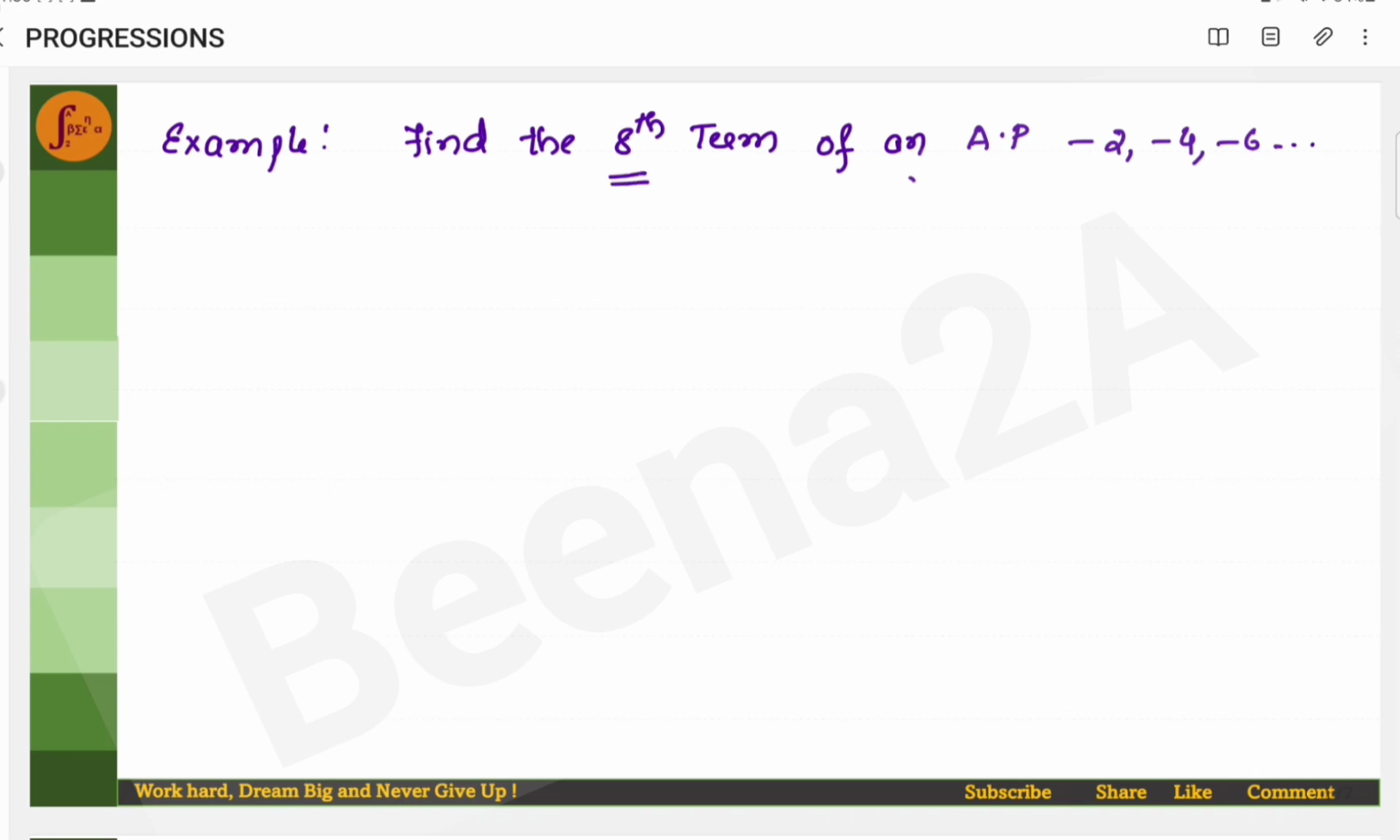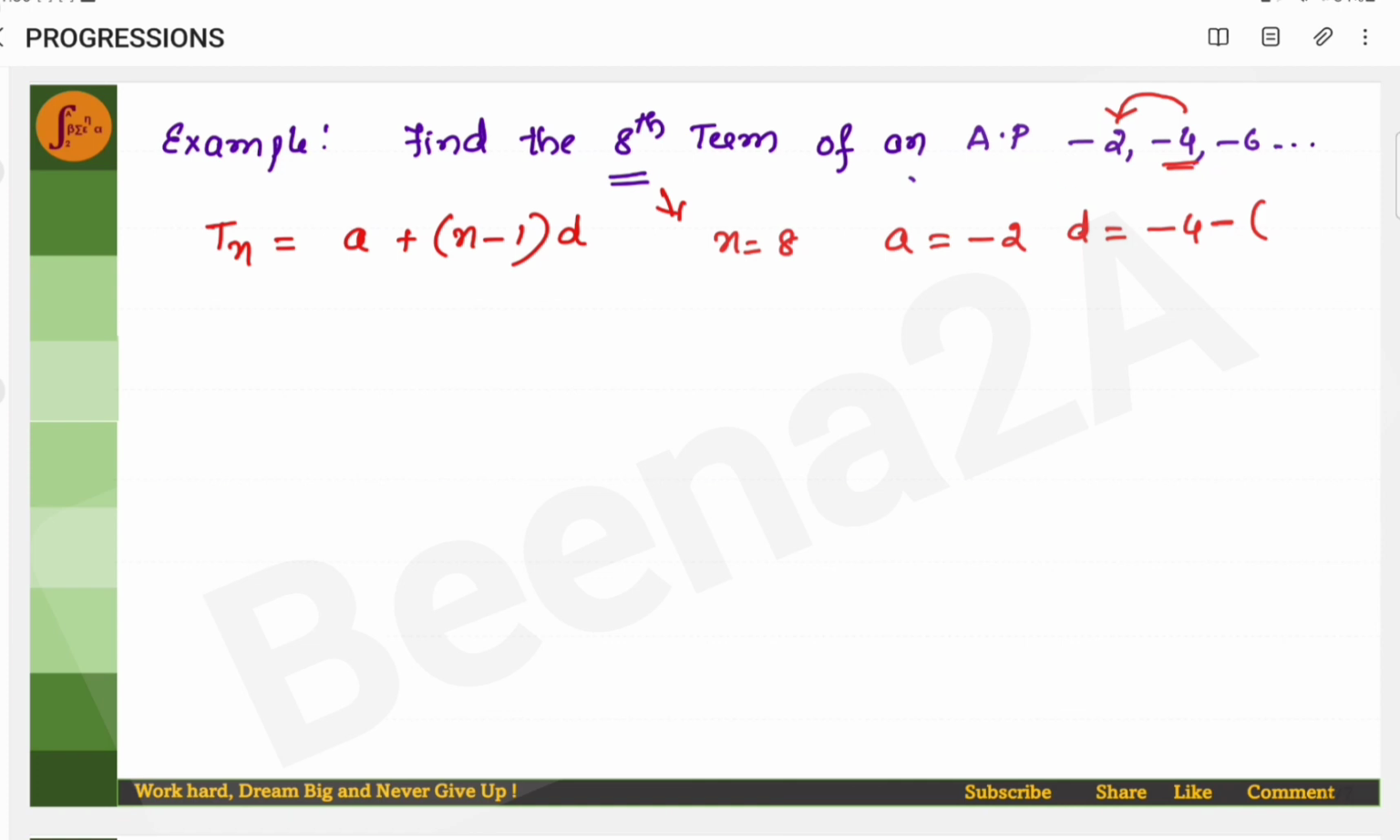What is the formula? It is Tn is equal to A plus n minus 1 into D. This is the formula. Now, what is n? n is equal to 8. What is the first term? First term is A, which is minus 2. What is the difference? We'll always take this number with the previous number. So what is this number? Minus 4 minus the previous number. What is the previous number? Minus 2. So I'll get minus 4, minus into minus is plus, plus 2. So I'll get minus 2.